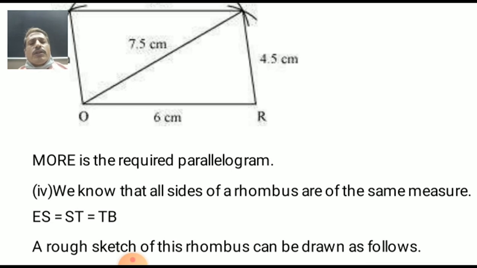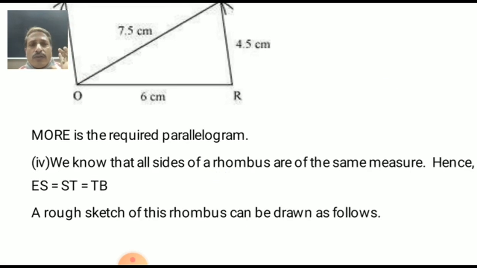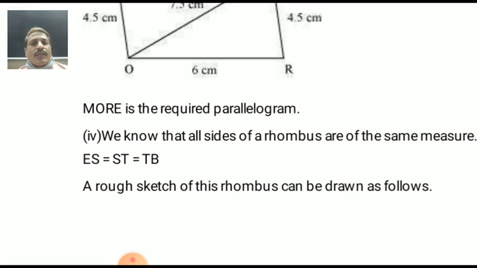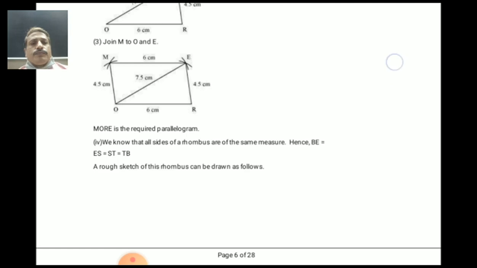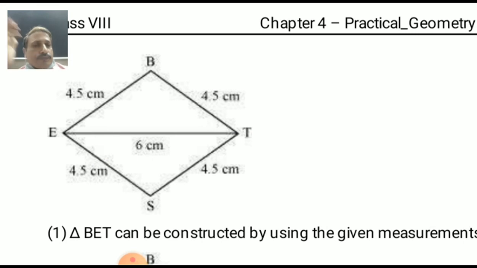Correct. Now the fourth one. We know that all sides of a rhombus are the same measure. Yes or no? Yes. Hence, ES is equal to ST is equal to TB. A rough sketch of this rhombus can be drawn as follows. See the rough sketch, not the final one. All sides are equal. My base ET or TE is equal to 6 centimeter. One diagonal is there. So can I draw one triangle?